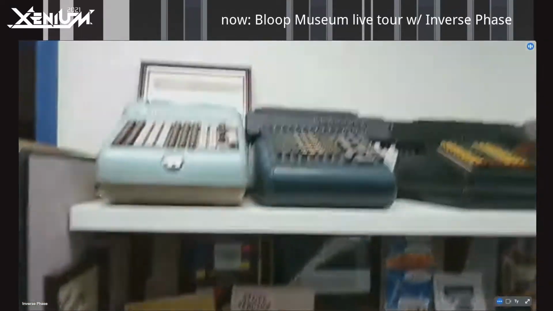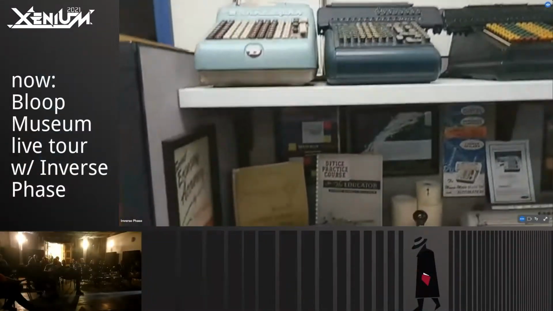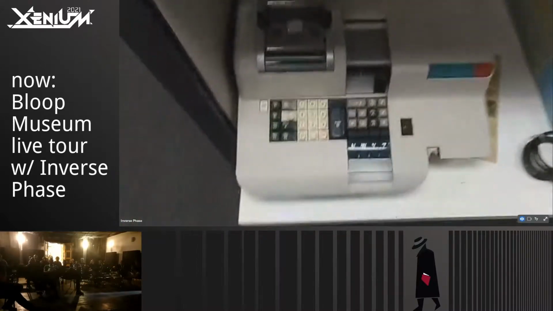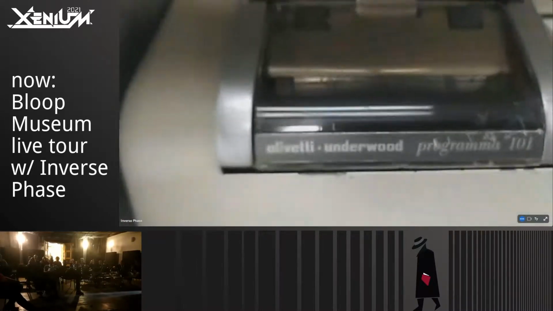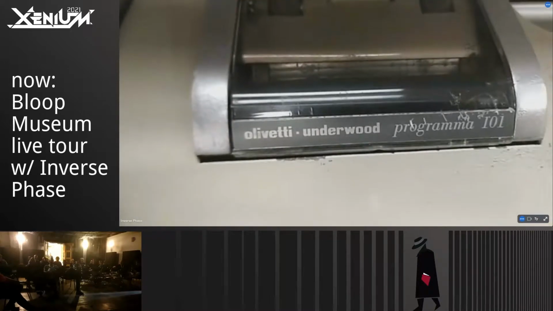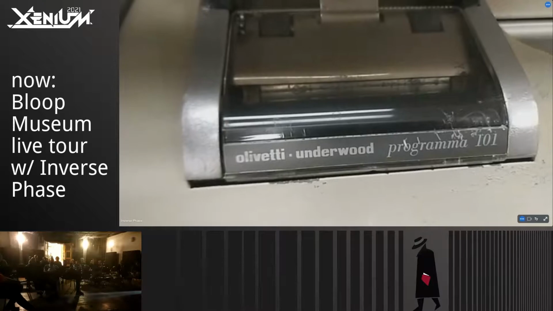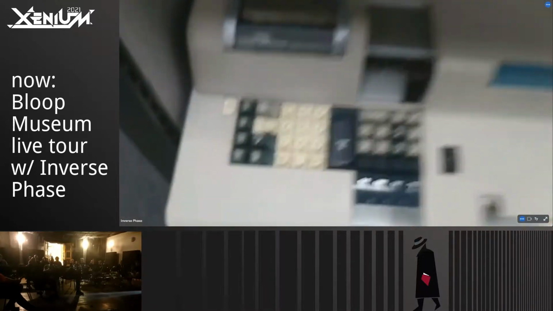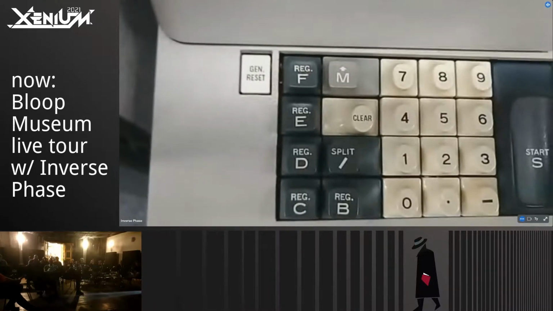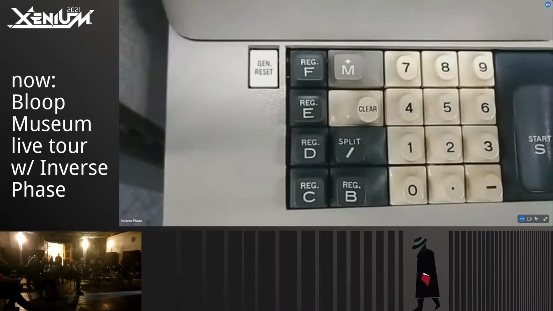So how many people at the party are programmers? Most. Have you ever written a demo for one of these? That might be a good idea. It's a calculator. It's not Turing complete, but it does have registers.